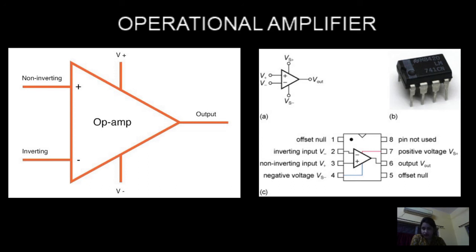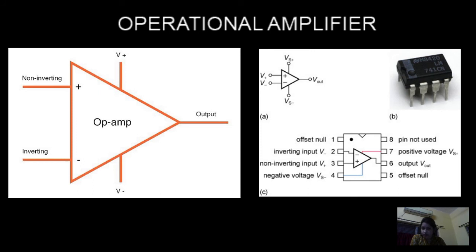And if you apply any signal to the inverting terminal, the output will be at 180-degree phase difference with the input. So it's called inverting input terminal. Now the op-amp always operates with two supply voltages. One is the positive supply voltage, another is the negative supply voltage, and there is a single output.